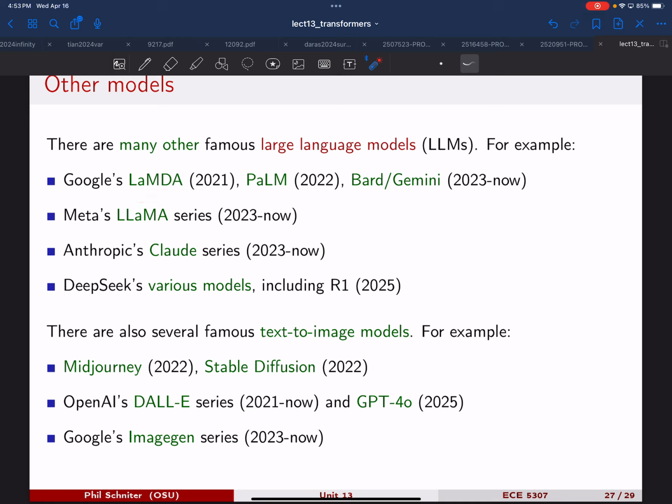And so they're still working in this space. They're trying to outdo OpenAI. And then Meta has its own series, Llama models. And then Anthropic has this Claude series of models. And then, of course, there's smaller companies too, like DeepSeek.